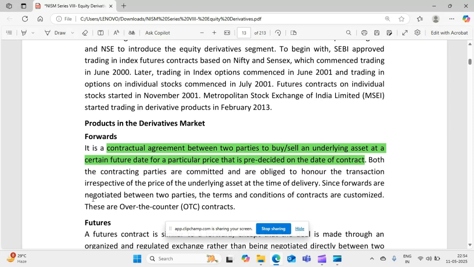So forwards are basically an OTC contract. OTC means over the counter. Okay, over the counter again does not mean there is a counter. Over the counter means the two parties have traded mutually. It can be on a telephone, it can be through an email, it could be a proper contract that can be signed on a piece of paper, right?